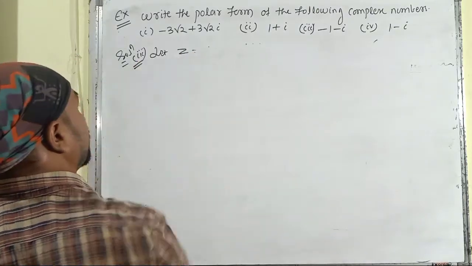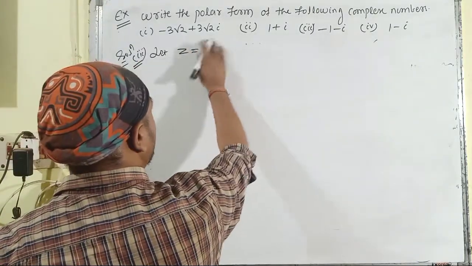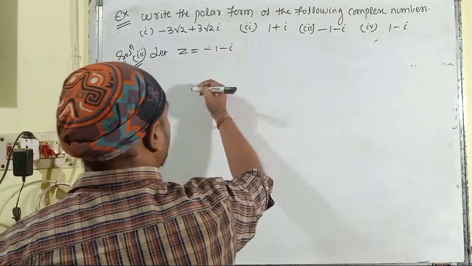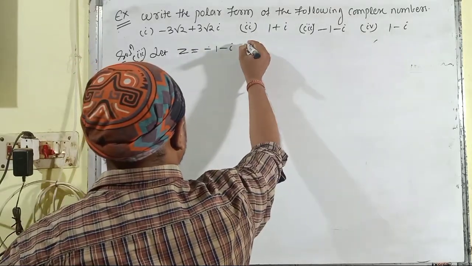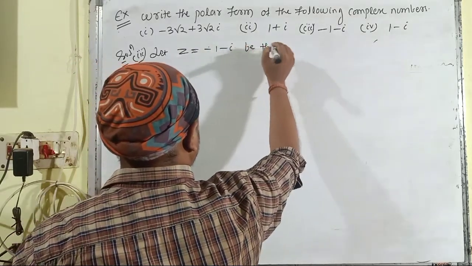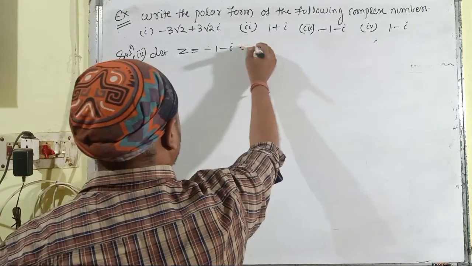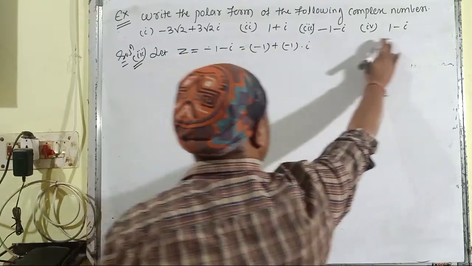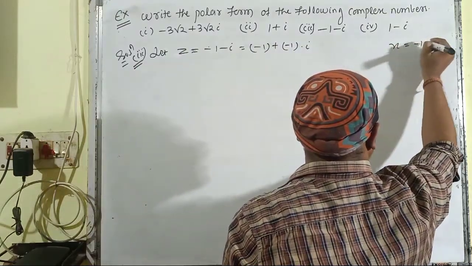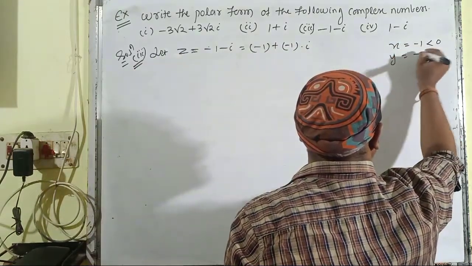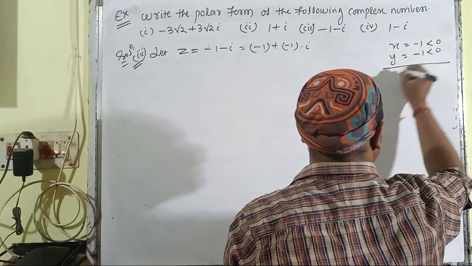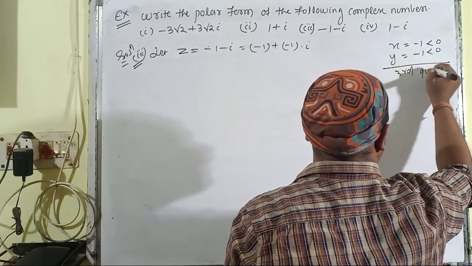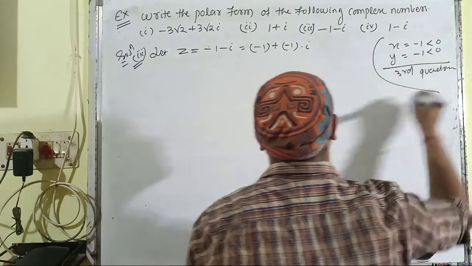So, for case number 3, let z is equal to minus 1 minus i, the given complex number. Okay, let us solve it. Minus 1 plus minus 1 into i. Here x is equal to minus 1, less than 0, and y is equal to minus 1, which is also less than 0. That means the given complex number lies in the third quadrant.